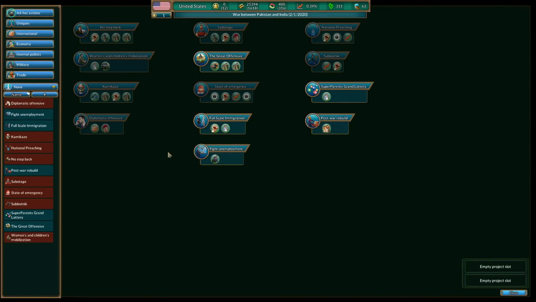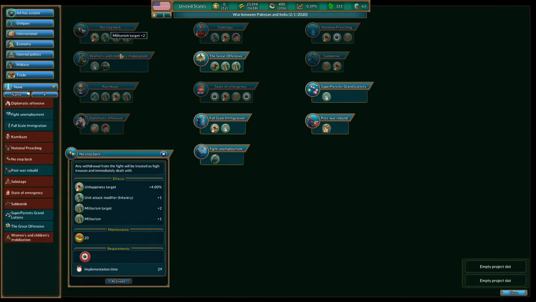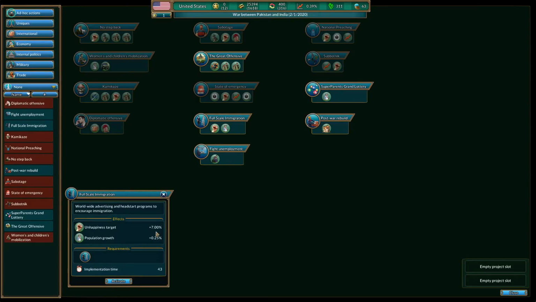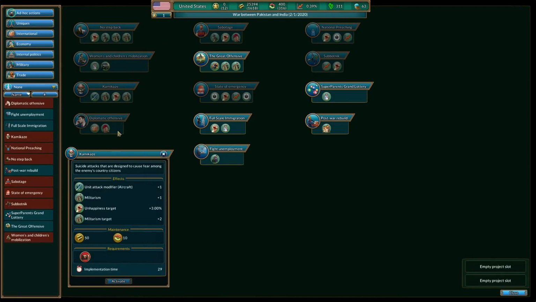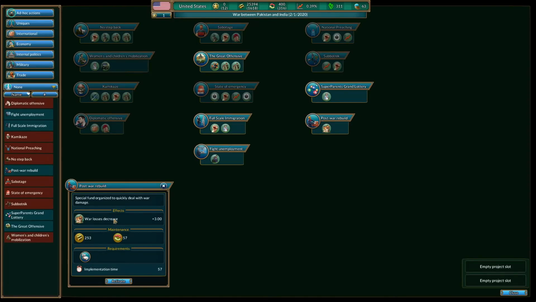Now, ad hoc actions, these research projects, these are pretty much all temporary. You don't want to activate them permanently, even if you can, because they have some side effects. For example, full-scale immigration, very useful if you want to get population growth. However, it makes everybody very unhappy. There's the Great Offensive for war, which gives you an attack modifier, but it does have a cost. It comes at a price. Just like No Step Back and Kamikaze, as I'm sure that you can guess. There's a post-war rebuild to lower war losses you have incurred during war, with a massive cost attached.